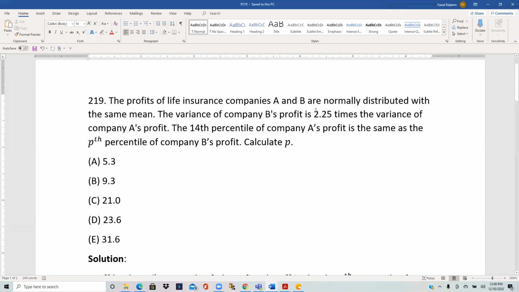Profits of companies A and B are normal with the same mean. The variance of B's profit is 2.25 times the variance of A's profit. The 14th percentile of A's profit is the same as the Pth percentile of B's profit. Calculate P.